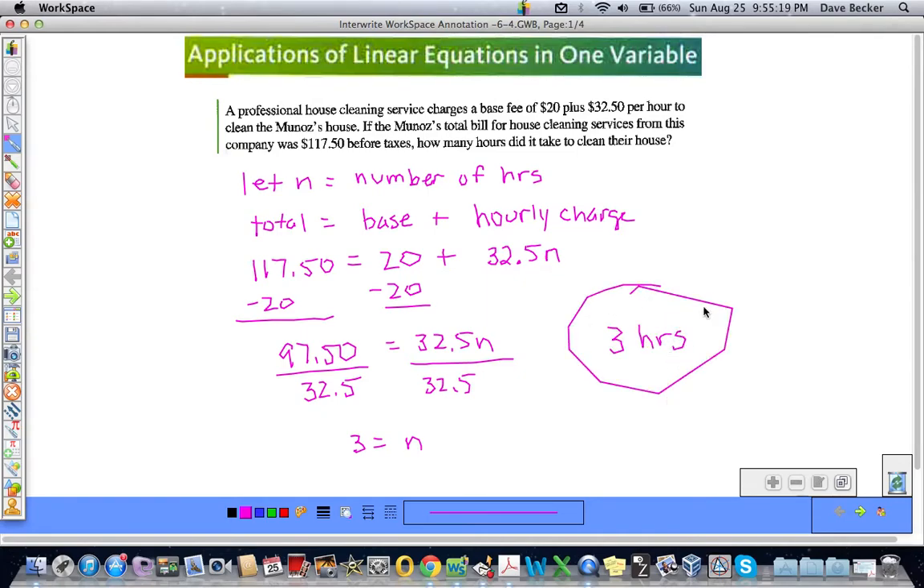I can't even draw a big circle. Let me try it again. That's better. To clean the Munoz's house. Munoz. All right, next.